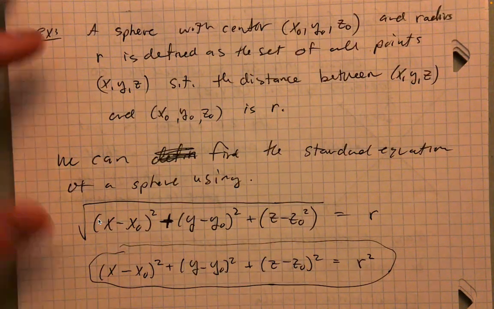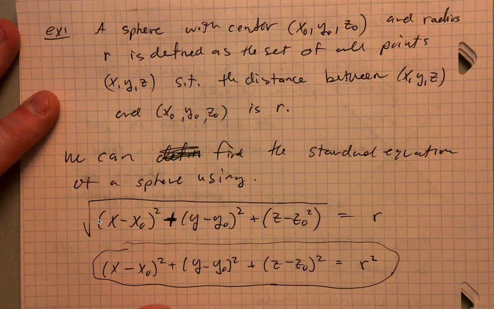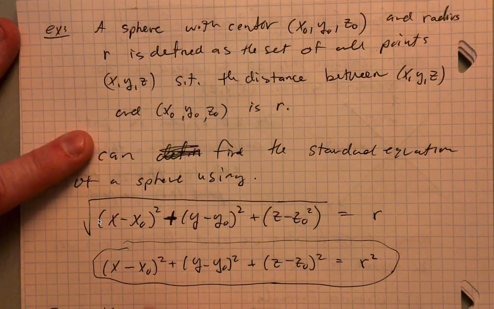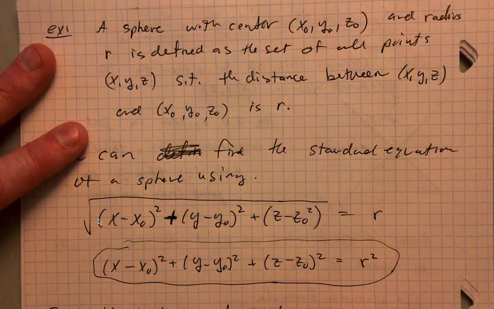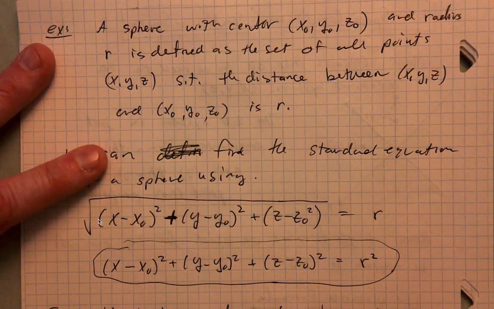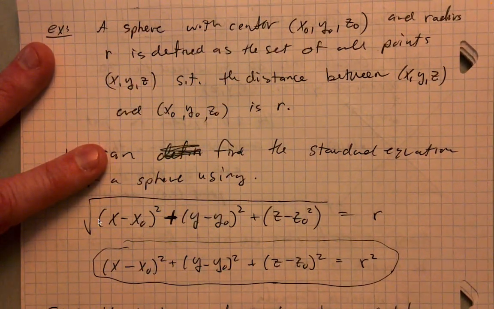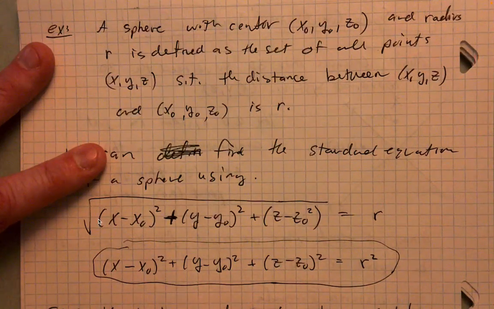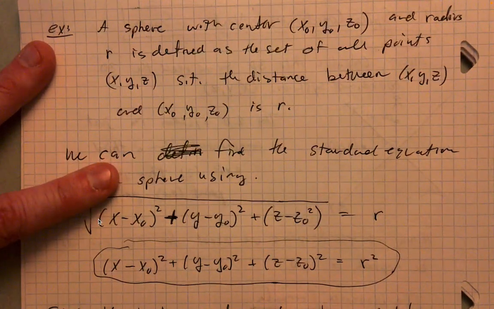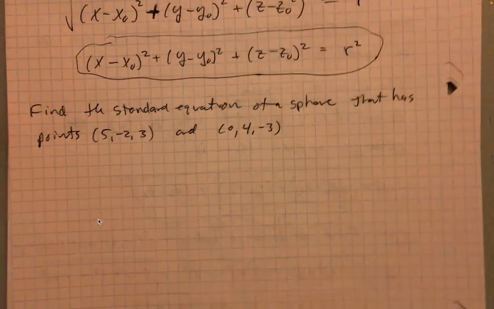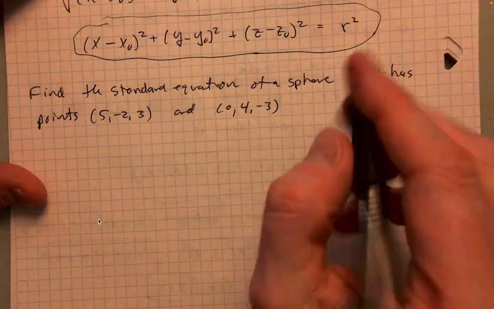All right, so let's do an example with this. Let's find the standard equation of a sphere that has points 5, -2, 3 and 0, 4, -3 as endpoints of a diameter.